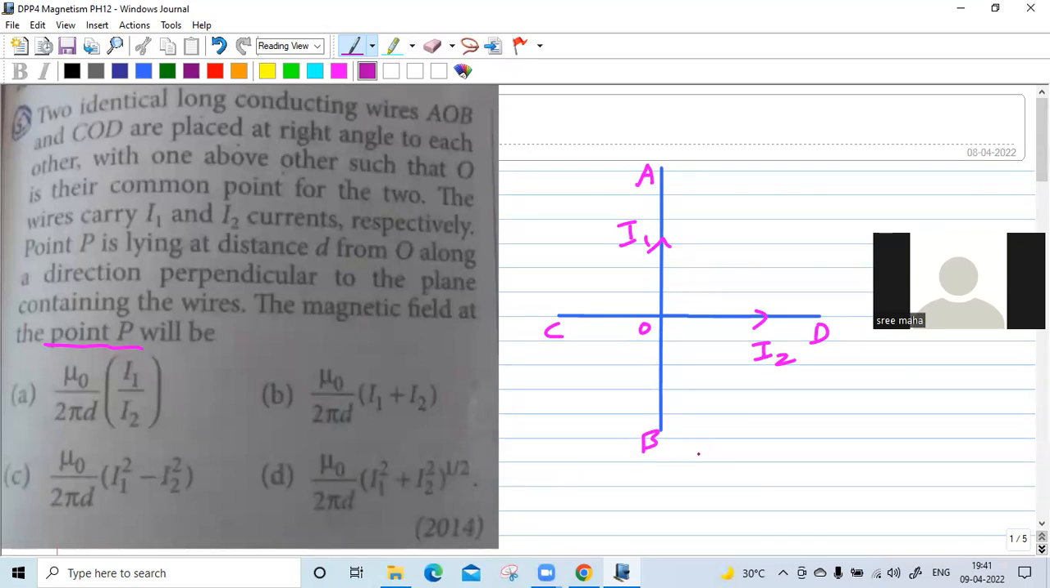Hold on. So where is the point P? It's the distance D from O along the direction perpendicular to the plane containing the wires. So it's here then. It's on the z-axis sort of. So this is x-axis, this is y-axis, this is z-axis. The point P is here.